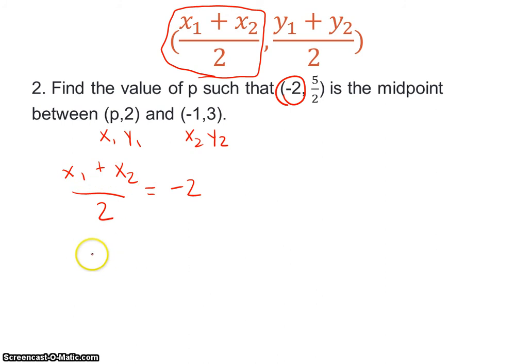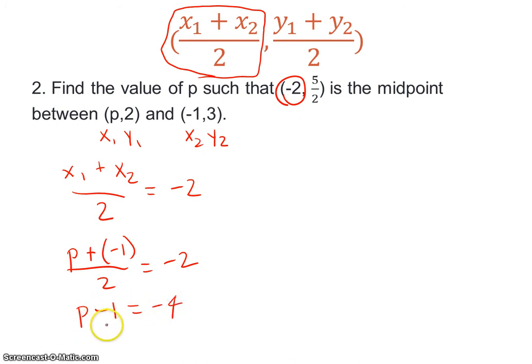So now let's fill in our x1 and x2. So we get (p plus negative 1) over 2 equals negative 2. So we'll multiply by 2 to get rid of that denominator. So we get p minus 1 equals negative 4. Then we'll add 1, and we get p equals negative 3. So our p value is negative 3, which would make our coordinate (negative 3, 2). Right?